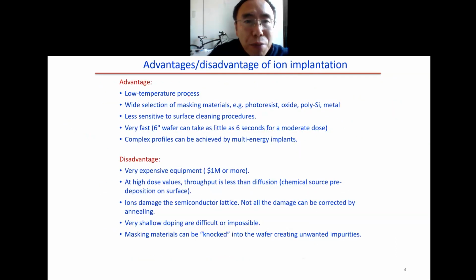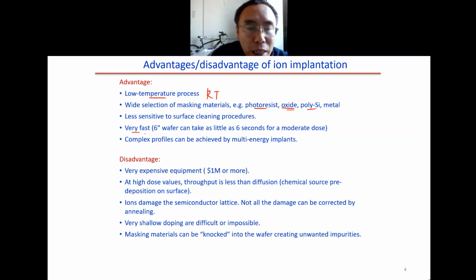And also it's a room temperature process, so we can have different mask materials. For example, we can use photoresist, oxide, polysilicon, metal; all these materials can be used as a mask. For diffusion doping, normally we just use oxide as the mask. So it's less sensitive to the surface cleaning process because this is room temperature, so some chunks on the surface will not hurt the sample too much.